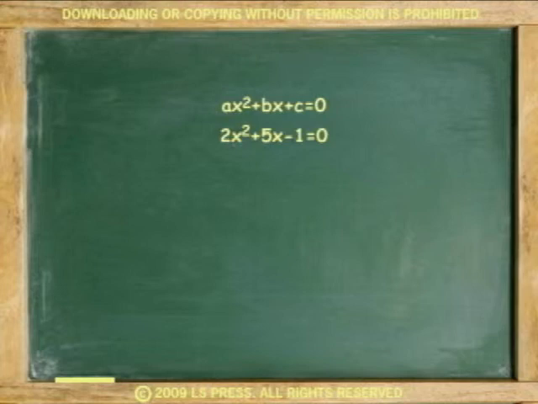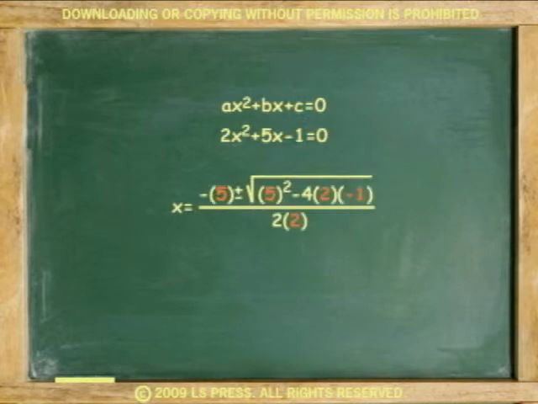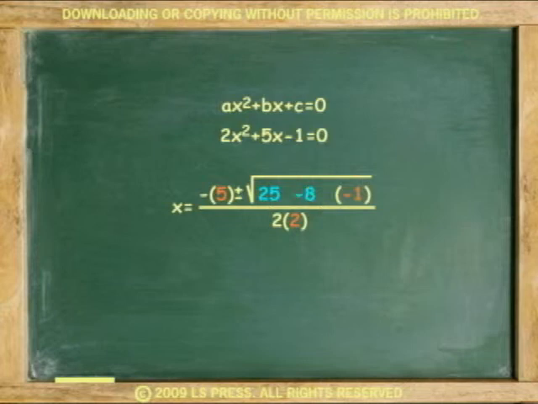This is an example for two distinct roots. A equals 2, b equals 5, c equals negative 1. Substituting the values in the quadratic formula and using a single TI-35X calculator, 5 squared is 25. Negative 4 times 2 is negative 8. Times negative 1 is positive 8. 8 plus 25 is 33. The square root of 33 is 5.745. A is equal to 2. So the denominator is 2 times 2 or 4.